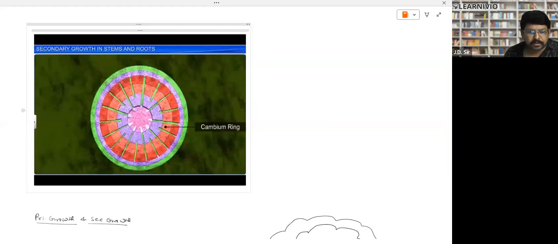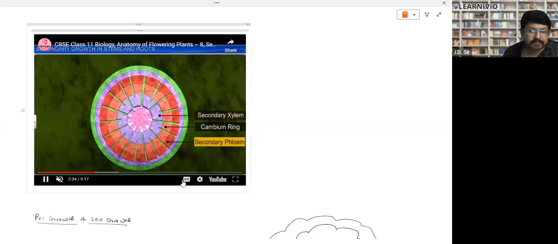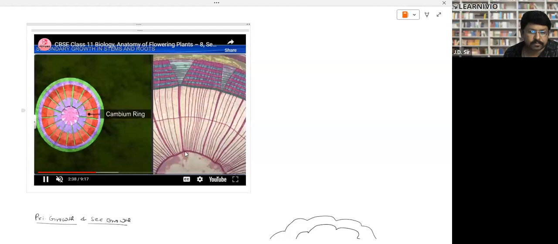This is the cambium ring. It has also become thickened. This is the secondary xylem. This is the secondary phloem. Look, this is the actual diagram of the microscope view. Cambium ring. Look, primary phloem is on the outer side toward the bark.